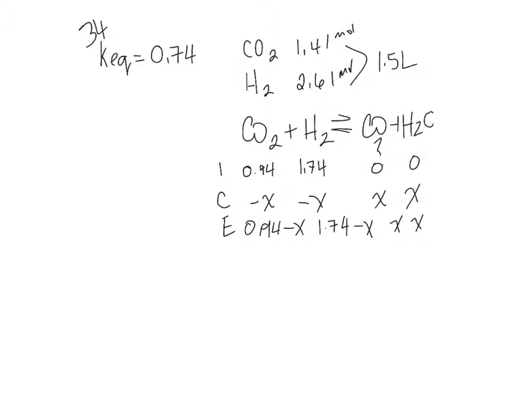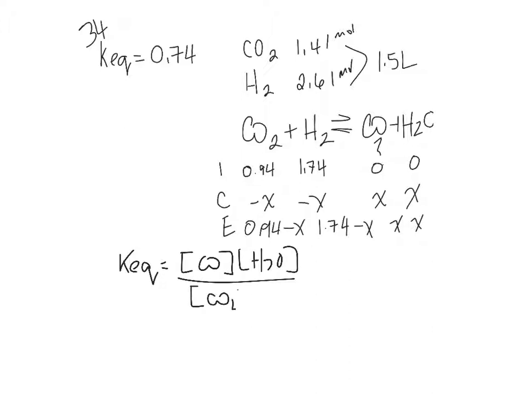So you would set it up. KEQ is equal to carbon monoxide to the first order, water to the first order, over CO2 to the first order times H2 to the first order. Were you given the equation? You've got 1 mark for this line, 1 mark for this line, 1 mark for there. You haven't done any major calculations yet, but you've already got 3 marks. So don't skip the small stuff.